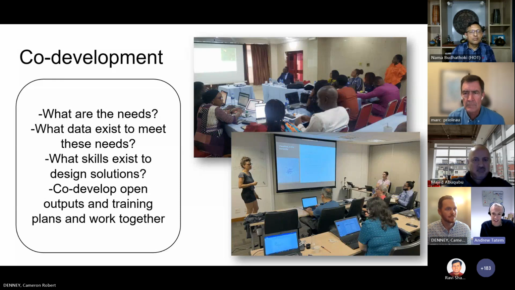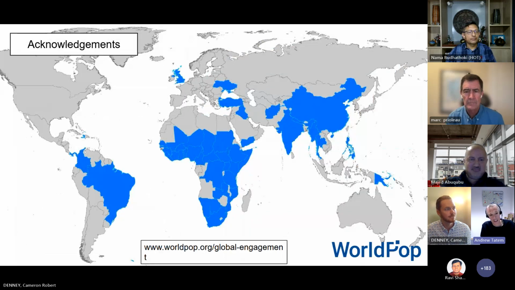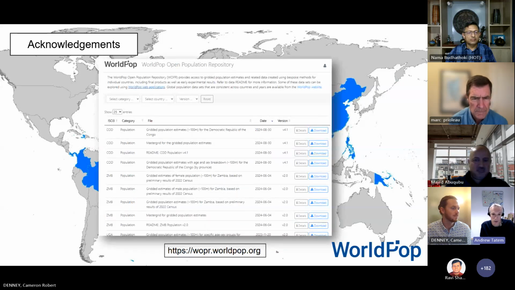If I go on the next slide, I'll give a few examples of where we've done this. This is just to acknowledge those countries around the world where we've undertaken this kind of engagement, co-developing population data sets together. And on the next slide, you'll see there's a link, and many of those data sets I'm going to talk about you can find on our open population repository, where those are co-authored, co-developed with either a UN agency or a government.